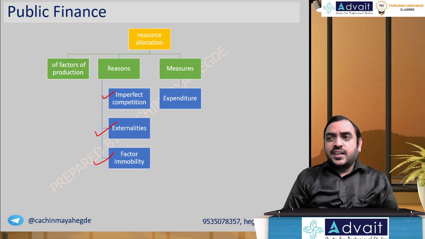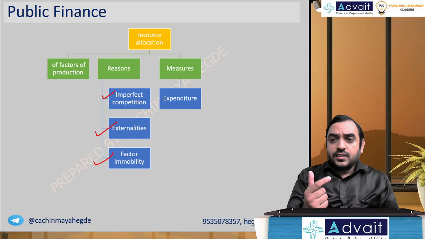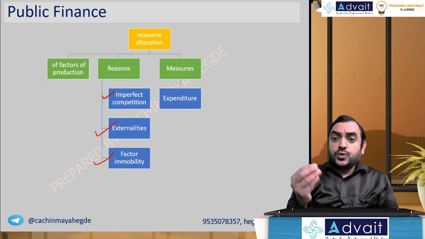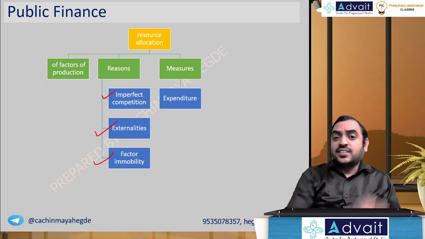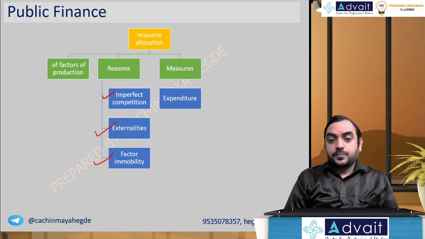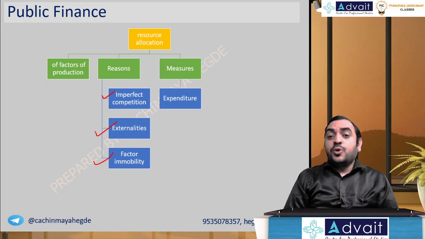Externalities. Externalities are also called spillover effects. We have, for example, negative externalities: factories, chemical factories. They produce chemical effluents that reach rivers. Water pollution, externalities. Positive externalities are also there. I'll come to it. Factor immobility.